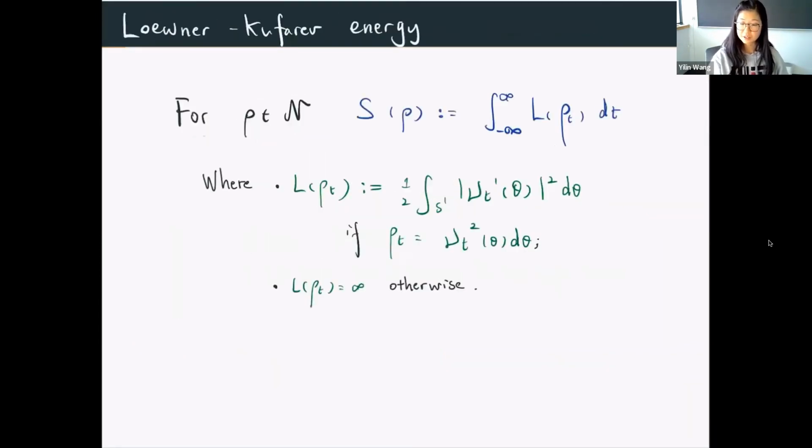And this is the Loewner-Kufarev energy. For a measure rho, given by the family of probability measures rho t, where t goes from minus infinity to infinity, S of rho is just the integral of L of rho t, where L of rho t is the Dirichlet energy of the square root of the density of rho t. This is the energy which comes from the large deviation of large kappa SLE, and more precisely from the occupation measure of Brownian motion on the circle.